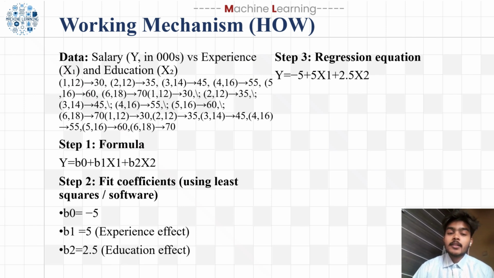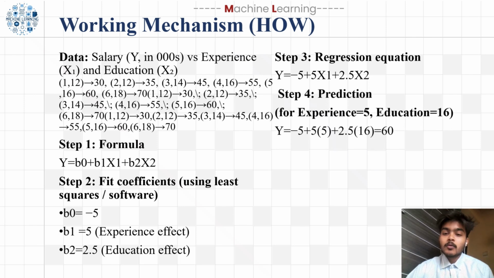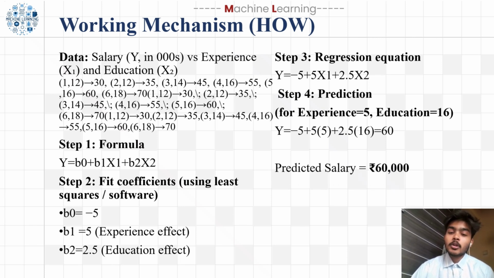If someone has 5 years of experience and 16 years of education, the model predicts a salary of 60,000. So for experience we have selected 5, and for education, suppose we have selected 16 years. Our model will predict a 60,000 salary.